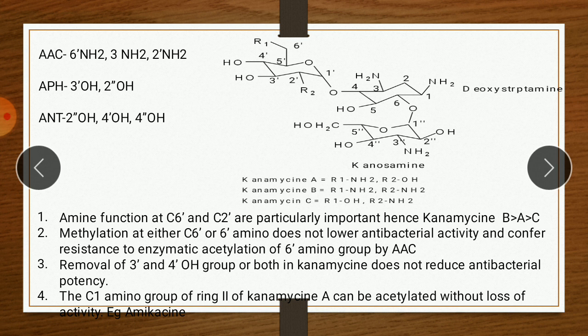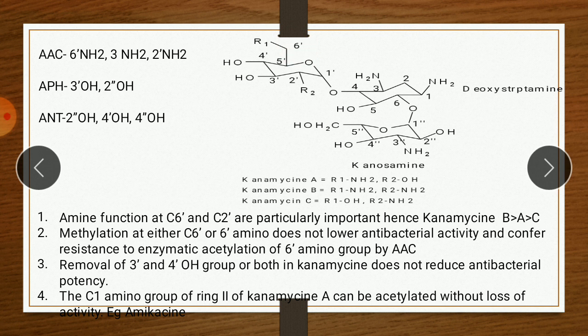Next point, methylation at carbon 6 dash, again the same position. Methylation at either carbon 6 dash or the 6 dash amino group does not lower antibacterial activity and confers resistance to enzymatic acetylation of the 6 amino group by AAC enzyme. So here again the position is carbon 6 dash.